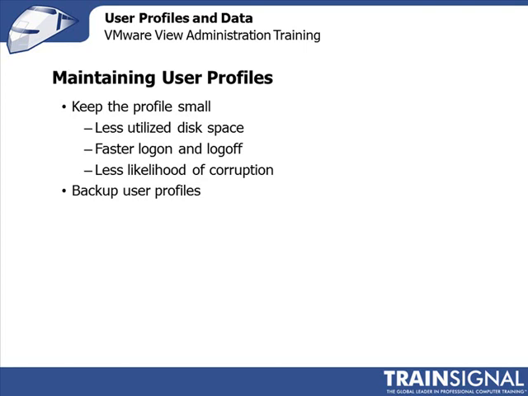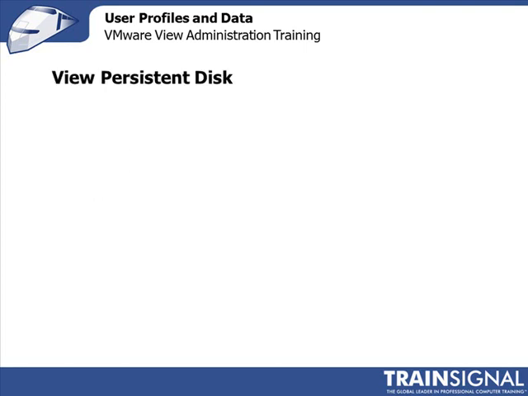You also want to make sure you back up the user profiles. In the case of corruption, the most likely solution is going to be to simply delete the user's profile. If you have a good backup of it, you can restore most of their settings. Now, the View persistent disk specifically is used to redirect the user's profile and their data to a different disk within the View infrastructure.